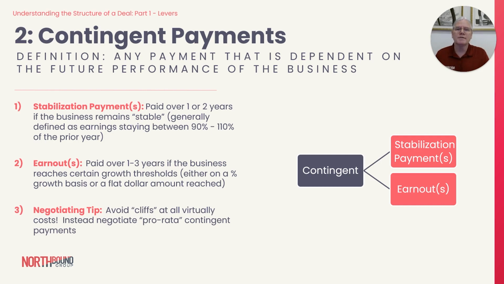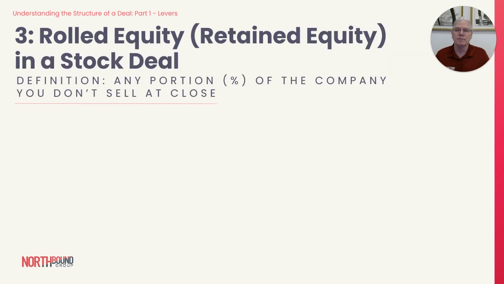A buyer will oftentimes propose, if you get to 800,000, I'll give you a payment of another 100 grand. And if you get to $1 million, I'll give you a payment of 200 grand. But there are gaps in that area, or what I like to call cliffs. And the best way to negotiate earnouts is through something called pro rata negotiation, pro rata payments rather than cliff payments, because it gives you a better chance to maximize your valuation.